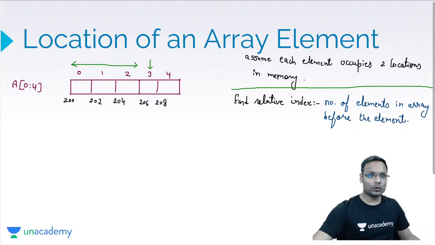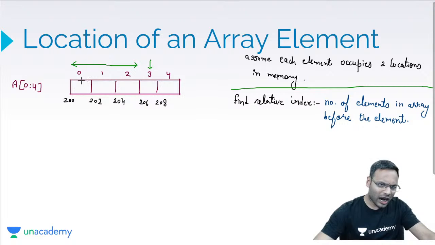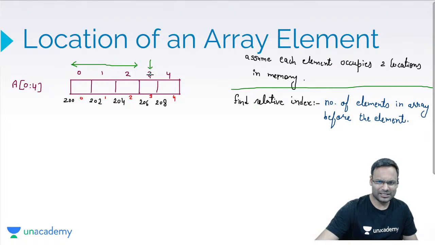Let's do a simple calculation. How many elements before this first element? None, so it has relative index 0. For the next one, how many elements are there in the array before this one? 1. Before the next one? 2. Before the next? 3. Then 4. In red color I have written the relative index, which is nothing but the exact index also. Same to same mapping.